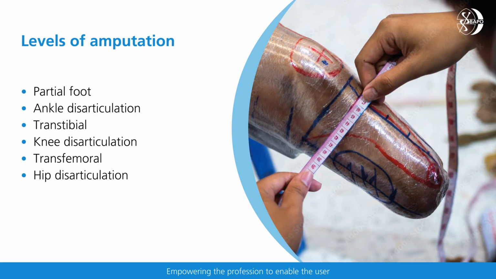Levels of amputation for the lower limb are broken down into these 6 levels: partial foot, ankle disarticulation, transtibial, knee disarticulation, transfemoral, and hip disarticulation. The next few slides provide a basic overview of each level of amputation and the prostheses associated with these levels.